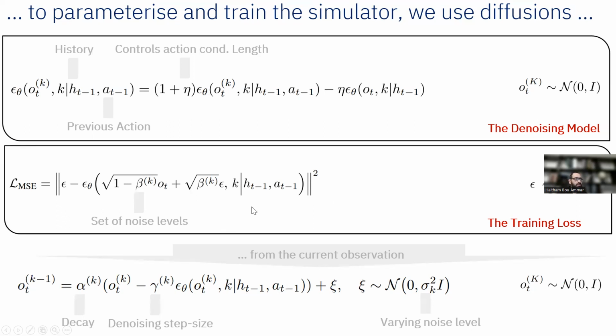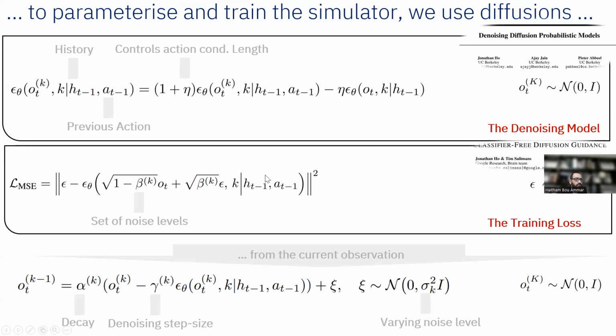Now I know this is fast and not fully explaining the diffusion model, but the ideas themselves come from two papers. One is called Denoising Diffusion Probabilistic Model and the other Classifier-Free Diffusion Guidance, which of course they refer to in the paper itself, and you can have a look at it.